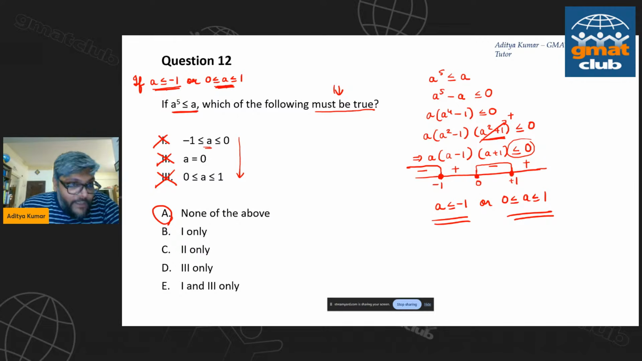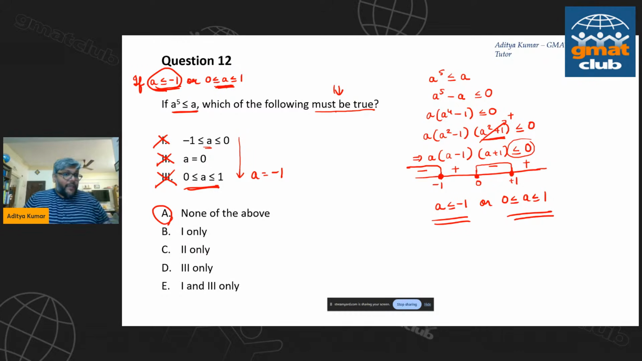Isn't 3 always true? How will this always be true, Tushit? A can also be equal to minus 1, no? Based on this, you're telling me A should only be between 0 and 1 inclusive? That is what the question is. You have to understand the question. Remember, the question is "must be true."